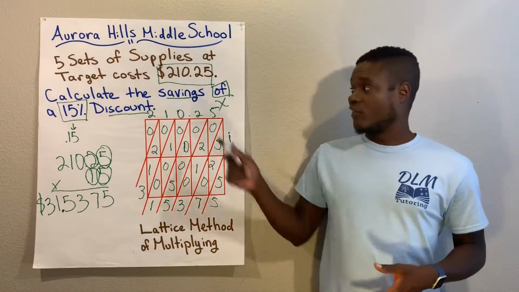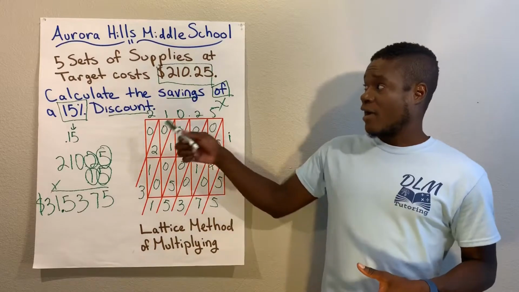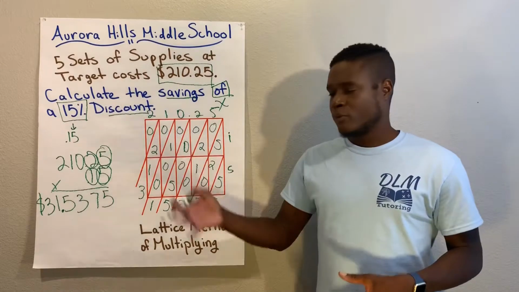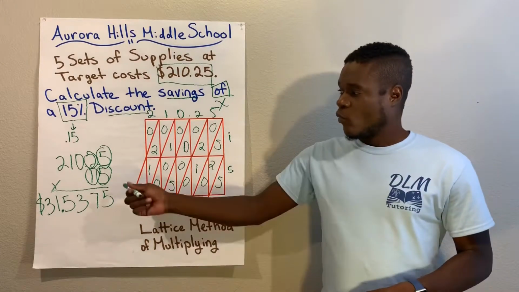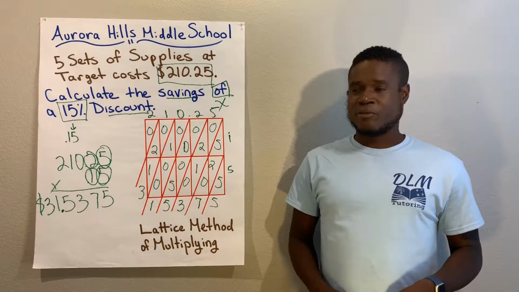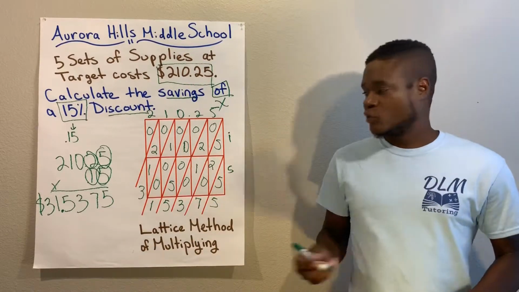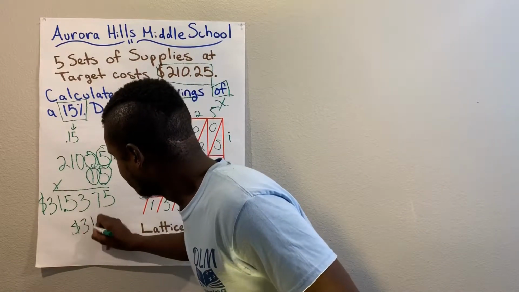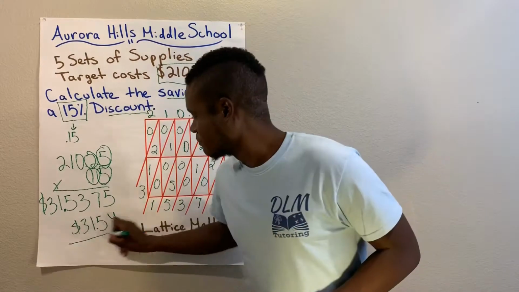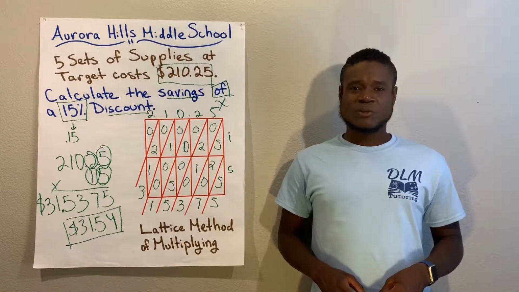So if I'm going to calculate the savings of a 15% discount, I know that I had to multiply decimals by decimals. The decimal in my price, as well as the decimal in the 15% that was converted to a decimal. When I did this, I just multiplied like normal. I used the lattice method to keep track of my information, and I waited to the end to put my decimal. So my savings here is going to be $31, and I'm going to have to round up, and 54 cents. And that's how you multiply decimals by decimals.